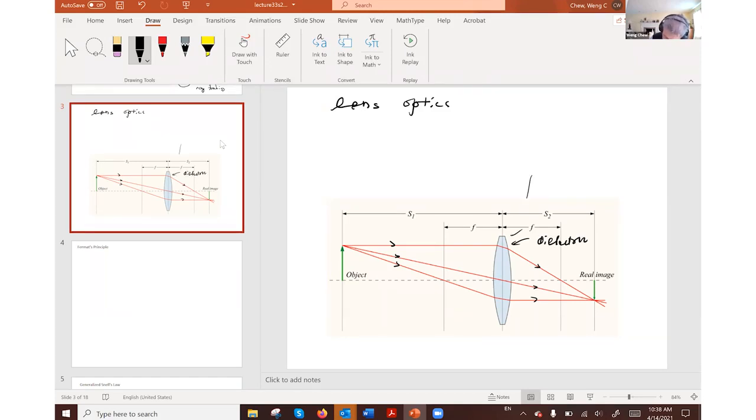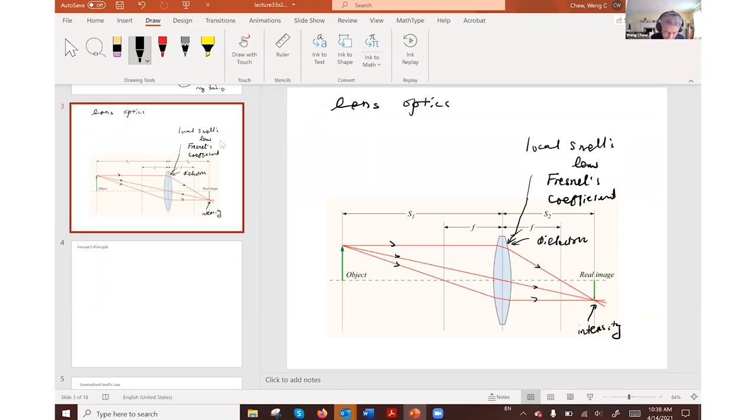And you can apply local Snell's law. And you can even use Fresnel coefficient to estimate the amount of transmitted light. And you can actually figure out the intensity of light here using ray tracing technique. And this is done a lot in the movie industry, as I mentioned to you before.